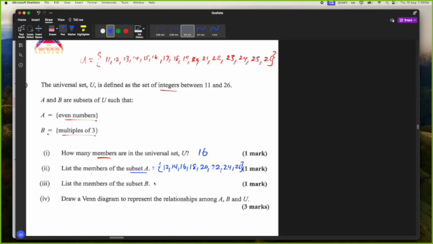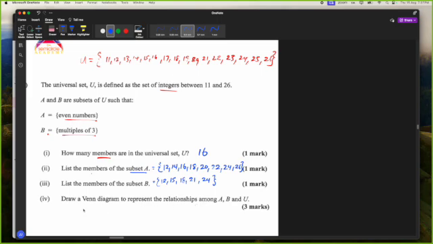List the members of the subset B. So that is multiples. So you see, Michelle, now we're talking about multiples. These are the numbers that are bigger than 3, right? Multiples of 3 are 3, 6, 9, 12, 15, 18, 21, 24, 27. So 3 times 4 is 12, 5 threes are 15, 6 threes are 18, 7 threes are 21, 8 threes are 24, 9 threes are 27. So we're outside of the universe there.